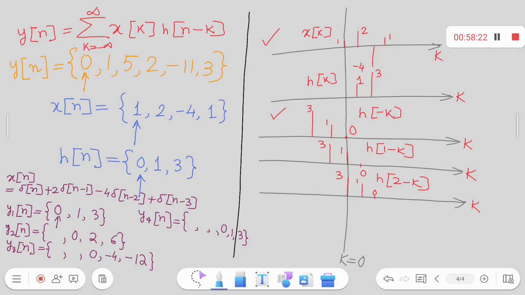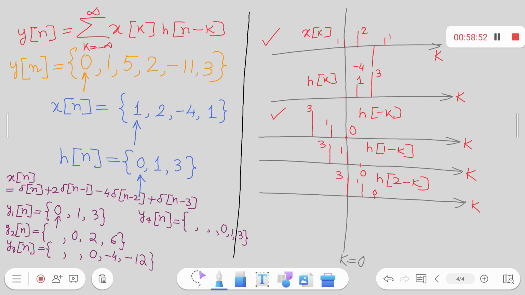Overlapping between 3 samples now, right? At k equal to 0, k equal to 1, k equal to 2. At k equal to 0, what is the multiplication value? 3 multiplied with 1, that is 3. At k equal to 1, 1 multiplied with 2, that is 2. And at k equal to 2, this is 0 multiplied with minus 4. So 3 plus 2 plus 0, that is 5. Verified. Okay.